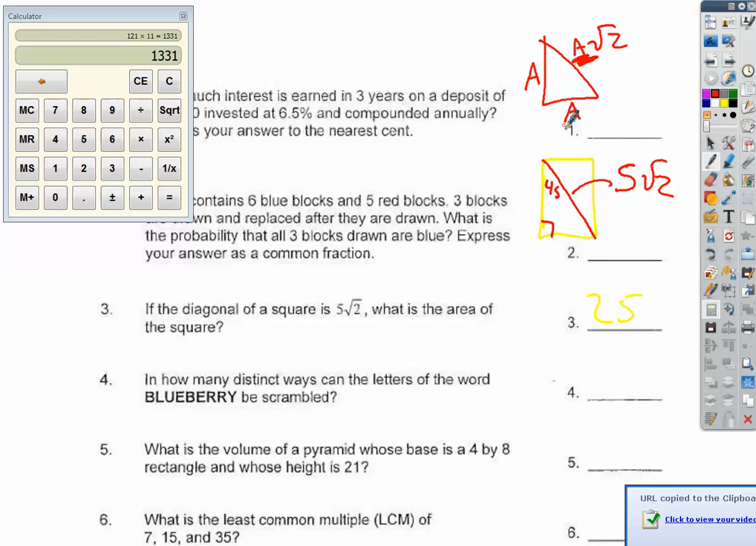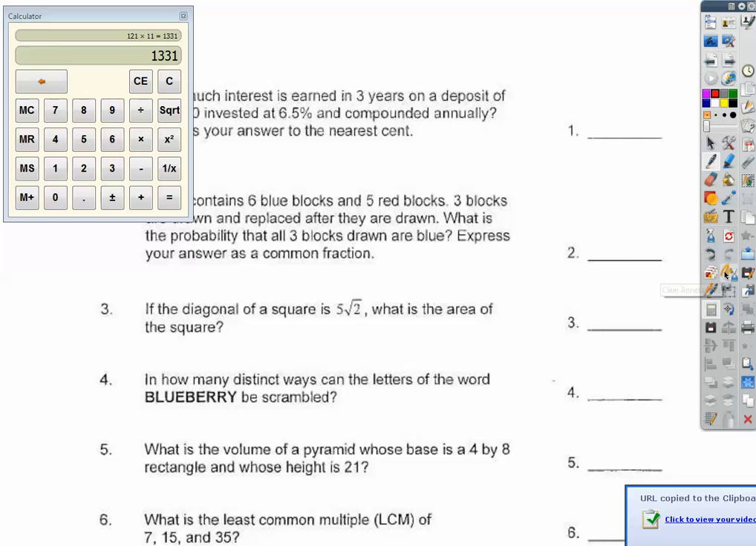If you don't remember that, you could go through the Pythagorean theorem and you do a squared plus a squared is equal to 5 root 2 squared. So you get 2a squared is equal to 25 times 2 is 50. And so then divide by 2, and you get a squared is equal to 25, square root, and you get a is equal to 5. Personally, I like remembering the special case triangle better. 25.